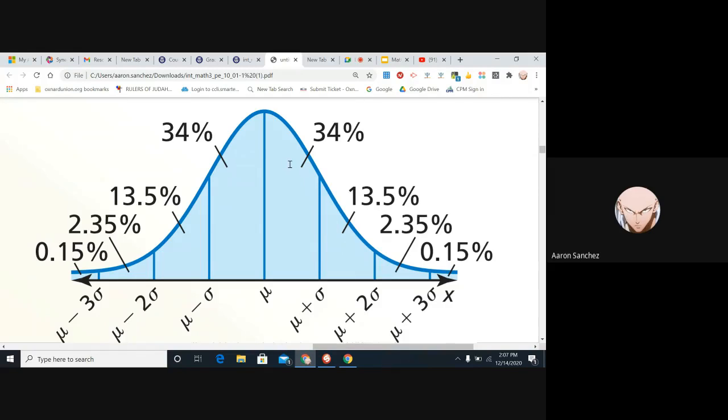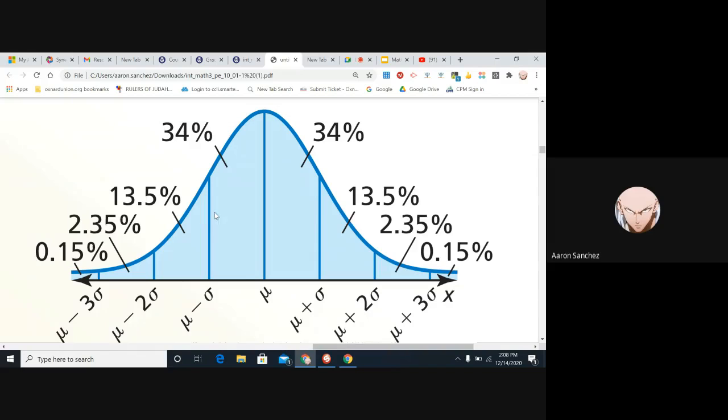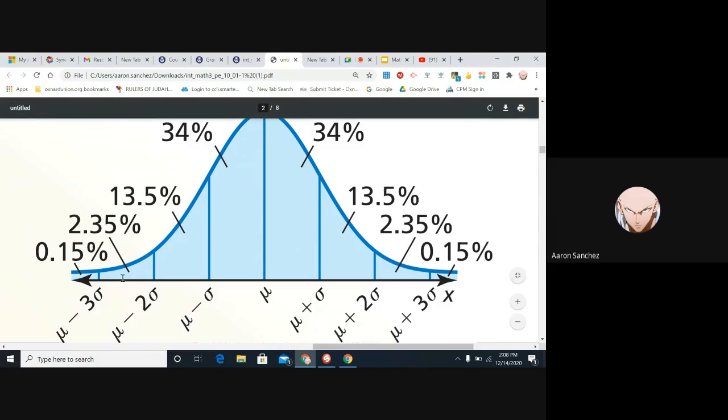So let me talk about this a little bit. This is a normal distribution bell curve, okay? Now, if you add all these up, 0.15%, 2.35%, 13.5%, 34%, 34%, 13.5%, and so on, they're going to equal 100%. And this is going to be the area under the curve. This right here is called mu. Write that down. It's like a cursive U. This is the mean. So make sure you know that that's the mean of the data.